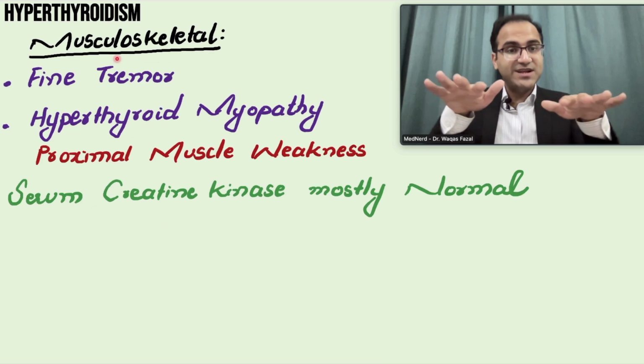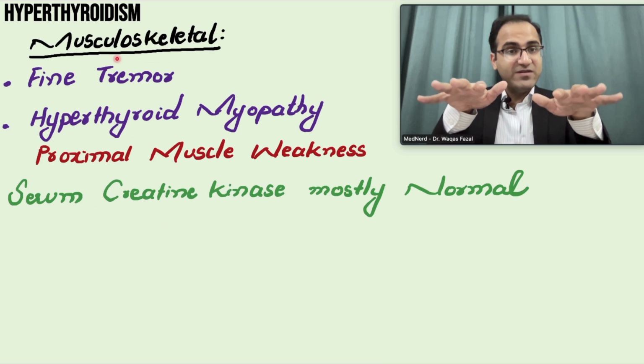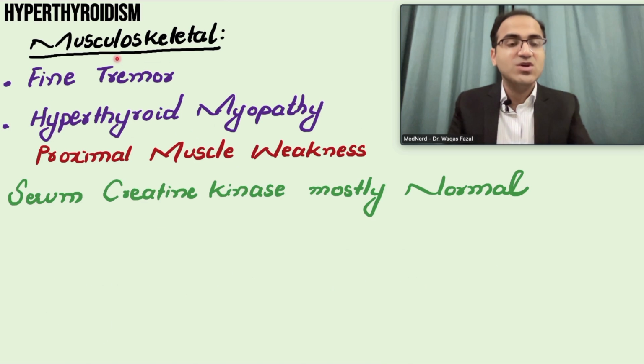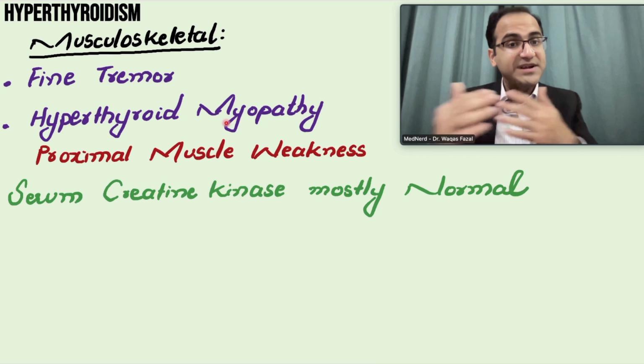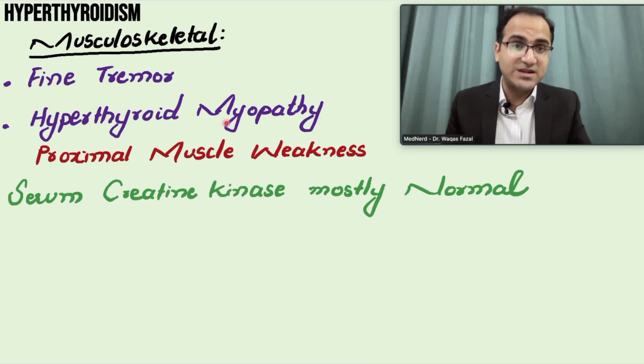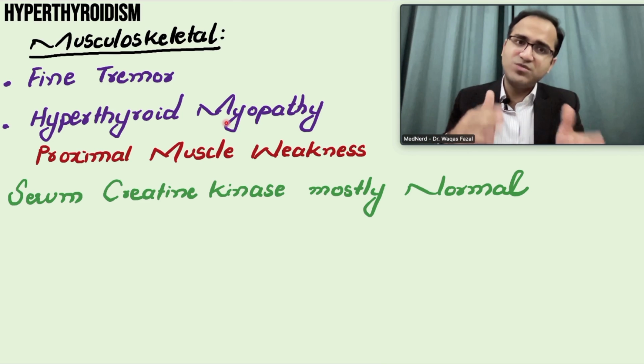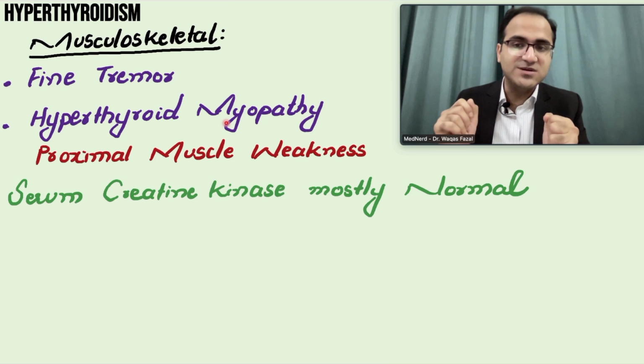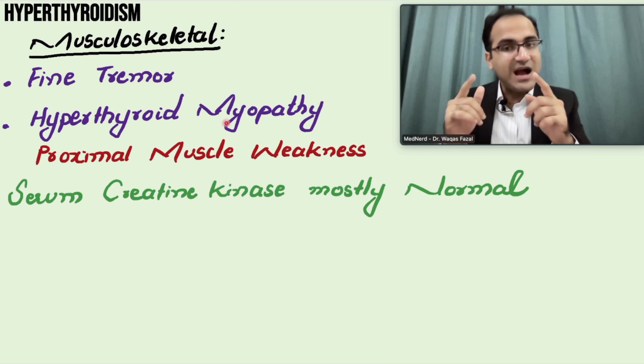In the musculoskeletal system, when you examine their hands, they will have fine tremors. When you place a paper, it will become more visible. There will be hyperthyroid myopathy. The proximal muscles are extremely damaged in patients with hyperthyroidism. Remember, proximal muscle myopathy is also present in hypothyroidism, but it is also seen in hyperthyroidism.